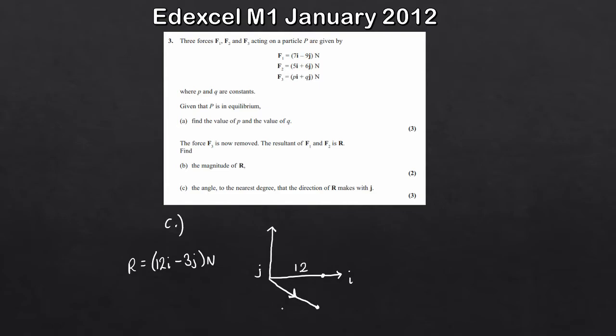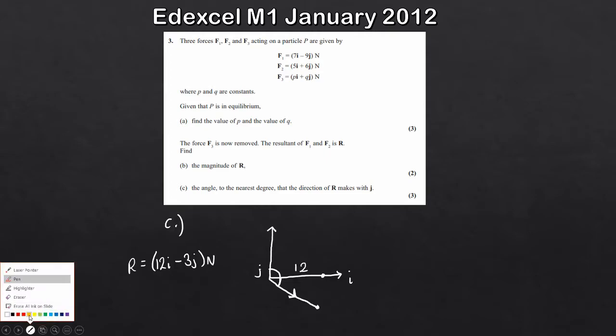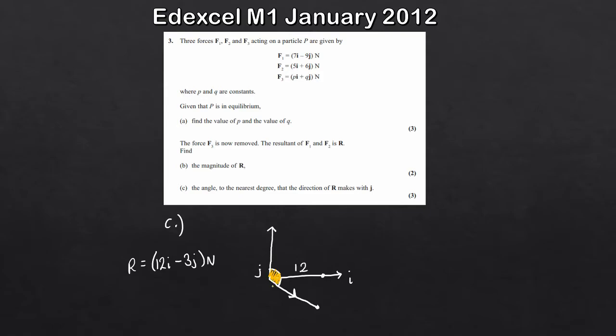So that would be R. Now the actual angle we want is the direction of R that it makes with the j component here. So that's simply this full angle here. Okay, so we just do a little bit of a sketch, shade it. We want this angle here. Okay. So how do we work that out?